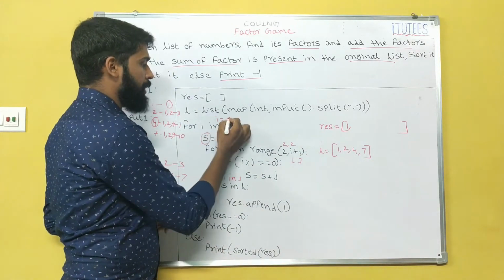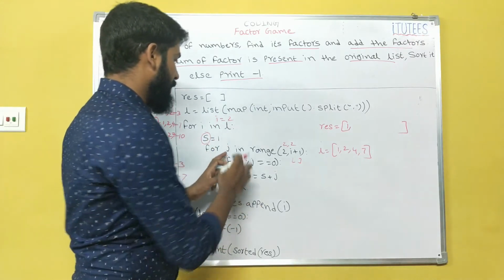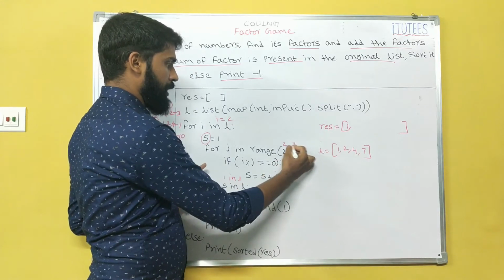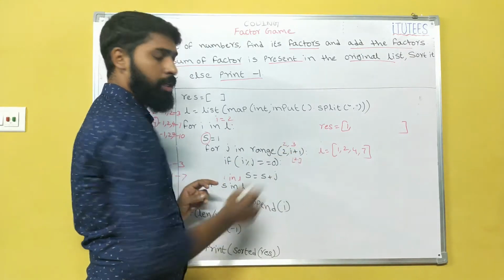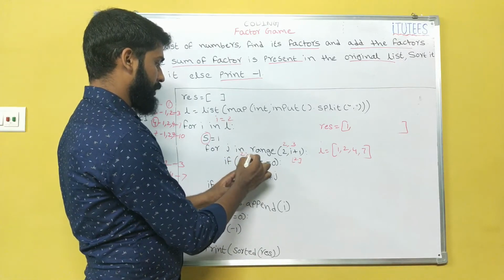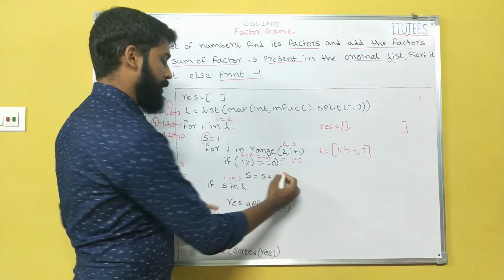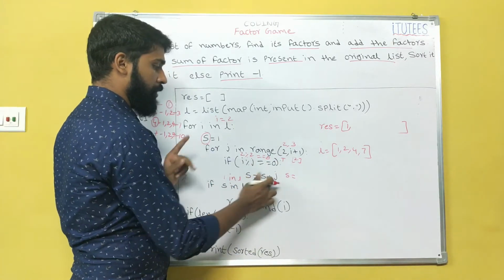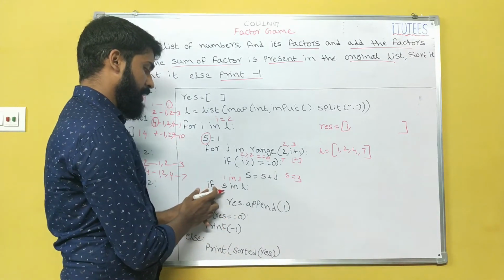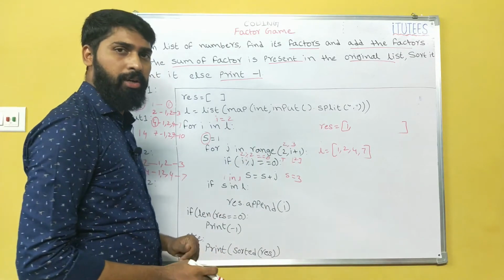In the next iteration, I becomes 2. S equals 1. J in range of 2, 3, so J is 2. What is the I value? 2. 2 percentage 2 equals 0, it is true. So we add to S, which is already 1: 1 plus 2, that means 3. We check if S in L, 3. No. So we don't append the 2 into RES.